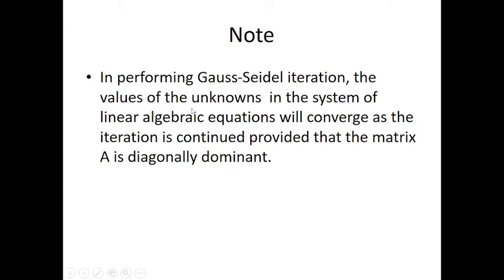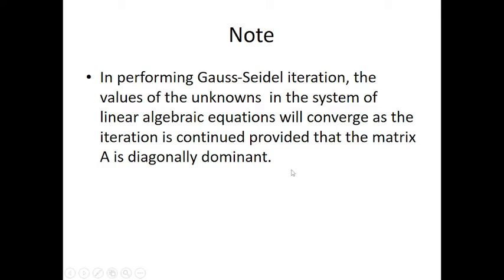And also, in performing Gauss-Seidel iteration, the values of the unknowns in the system of linear algebraic equations will converge as the iteration is continued, provided that the matrix A is diagonally dominant. This is just the same as the Gauss-Jacobi iteration. So that we are able to solve the problem, the requirement is that the matrix should be diagonally dominant. Later in the example, I will show you. Take note, the values will converge, similar to my previous discussion about the Gauss-Jacobi method. So the value of the unknown will converge.